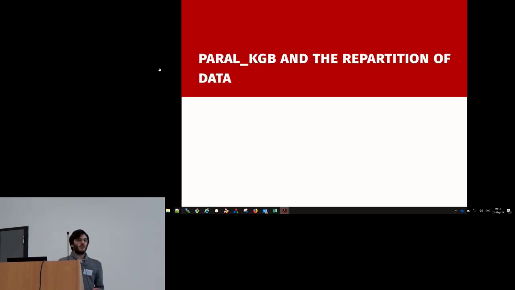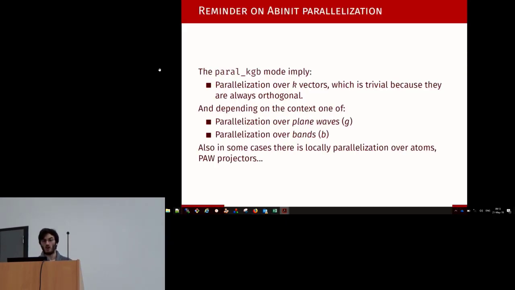So as you know, ABINIT has two modes of parallelization, one basic mode and one more advanced, that is enabled with the parallel KGB keyword. Both modes share a characteristic to parallelize over K points, because the Bloch theorem makes it really easy to do, because K points are orthogonal, so it's mostly trivial. But KGB parallelization can add either a parallelization on plane waves or on bands, depending on the context.